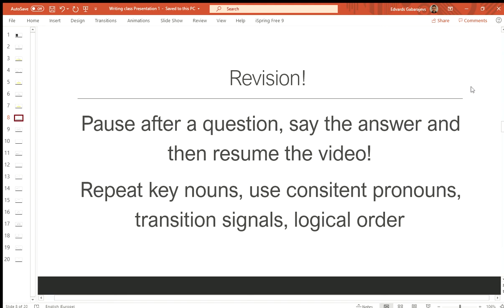Consistent pronouns: make sure that you use pronouns that refer to something that you have mentioned before. Don't mix pronouns. If you're writing in third person, keep doing that. Transition signals: we had a bunch of transition signals and we discussed how and why we should use them. They create this flow, show that you transition from one idea to the next, and you signal, basically warn the reader that something is coming up, that the text is taking a turn, or some different direction.